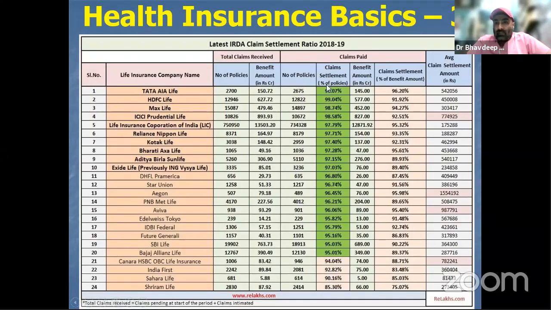So claim settlement on the basis of number of policies is 99%, because this many policies actually, I told you Tata AIA is at number one in such. And benefit amount opted for. Benefit amount which was received was 150 crores, that we have a hospitalization of 150 crores. And the companies, after the deductions, the limits, sub-limits, paid back 145 crores. So this is the way. This percentage is given as a percentage of benefit amount separately, percentage of policies separately. Amount is also given separately.